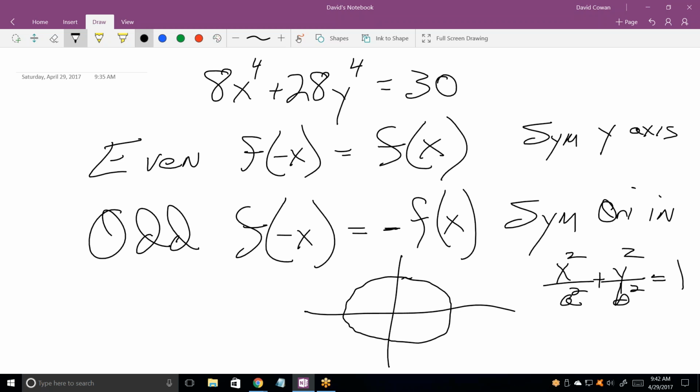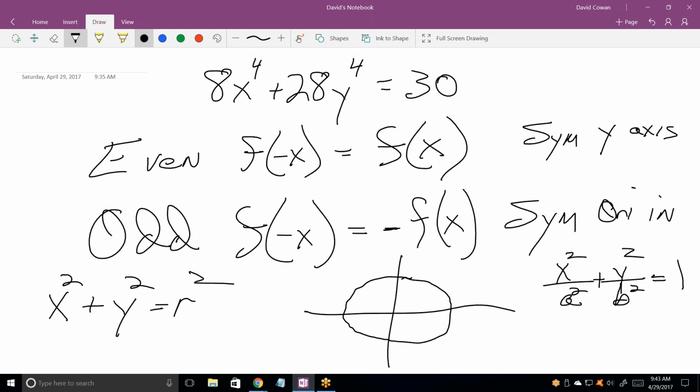What's the difference between an ellipse and a circle? A circle's equation is x squared plus y squared equals r squared, where the coefficients in front of the x and the y are the same. Notice that if the coefficients are different, then they're going to end up as a different a and b over here. So it's going to be an ellipse.